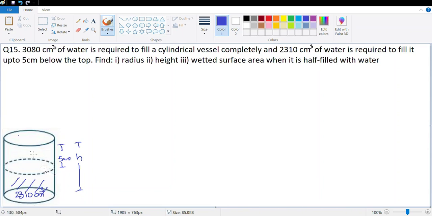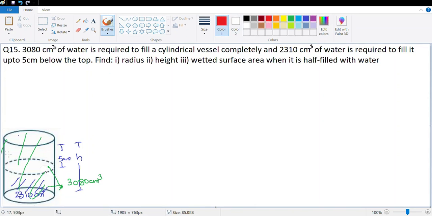And the total volume, which will be the volume of this total thing, these two parts together, is given equal to 3080 centimeter cube. That's basically the question. Find the radius. So let's divide this into two parts.